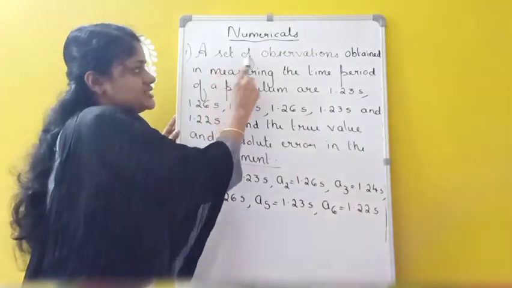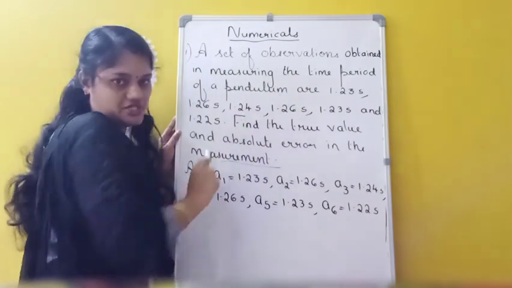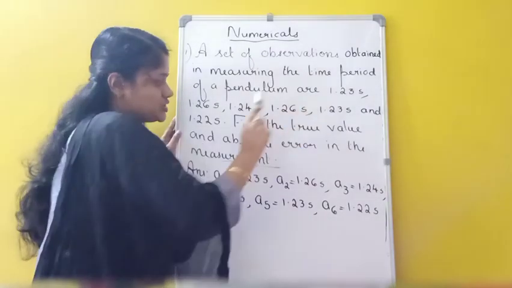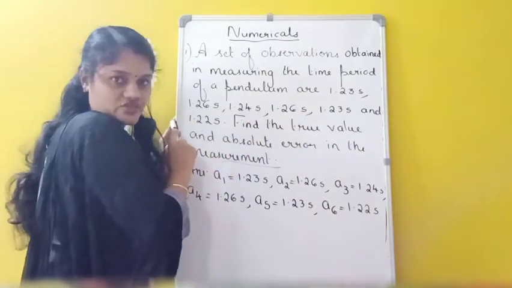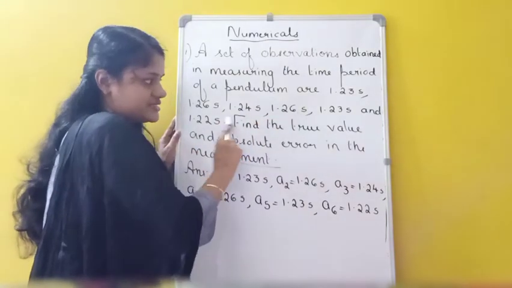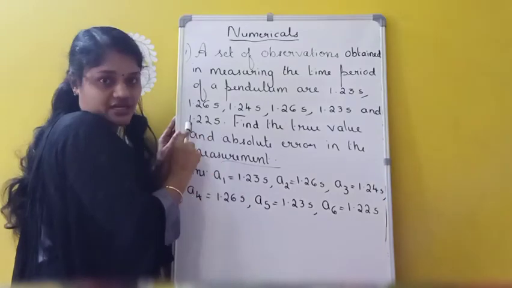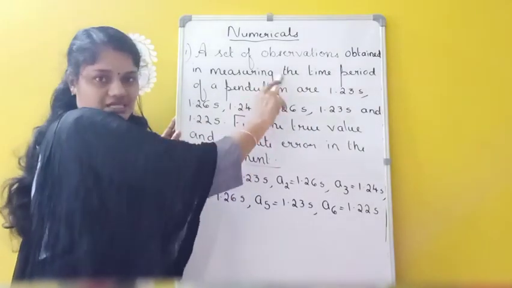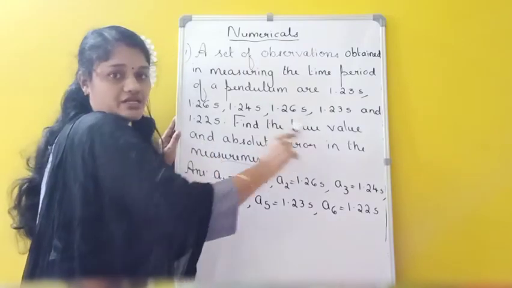First one: a set of observations obtained in measuring the time period of a pendulum are 1.23 seconds, 1.26 seconds, 1.24 seconds, 1.26 seconds, 1.23 seconds and 1.22 seconds. These are the measured values of the time period. Then we have to find the true value and absolute error in the measurement.